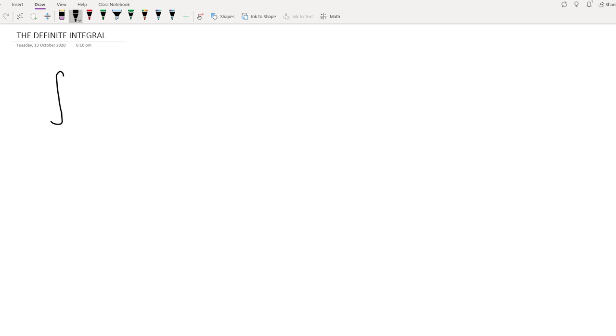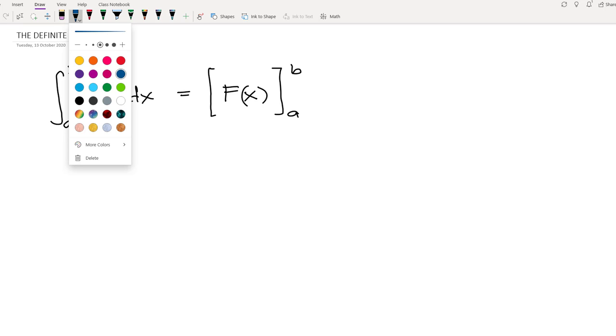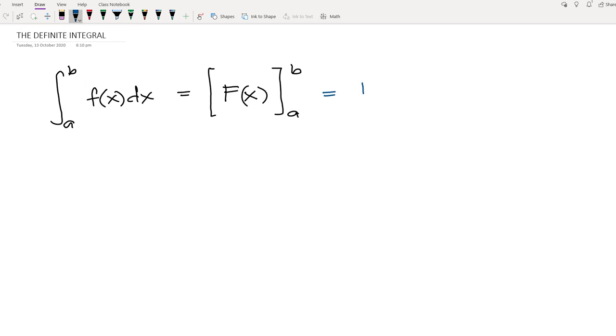That is the integral from a to b of f of x dx, or the integral from a to b, and this should be equal to f of b minus f of a. Take note that for the definite integral, we don't have our constant of integration.